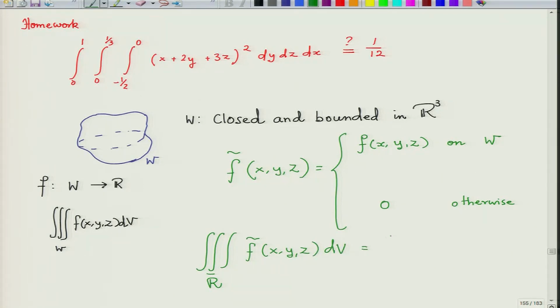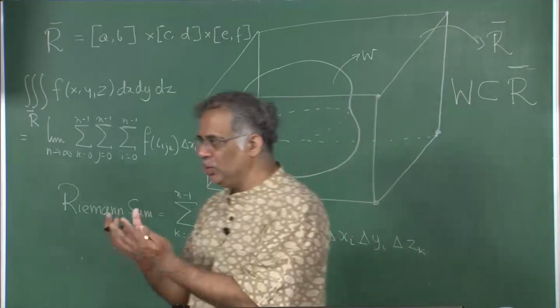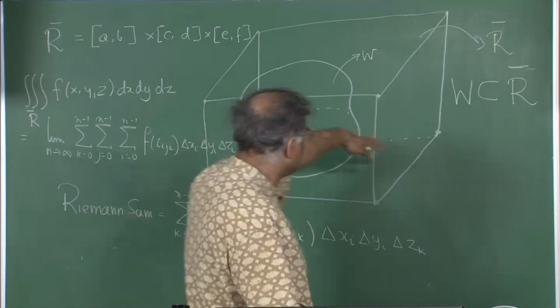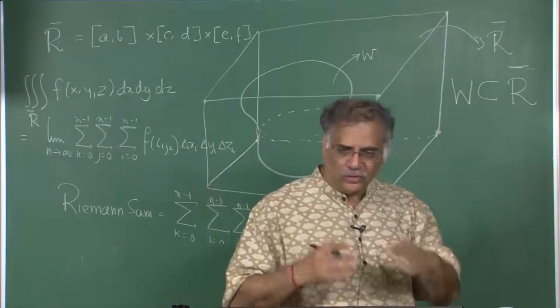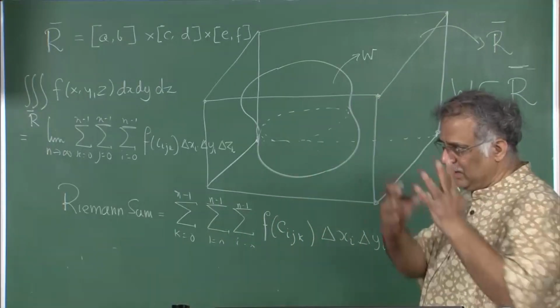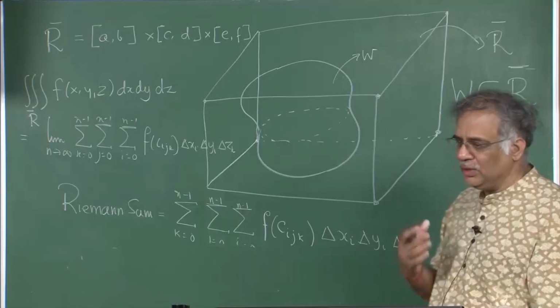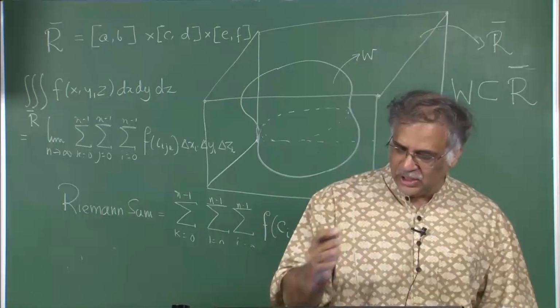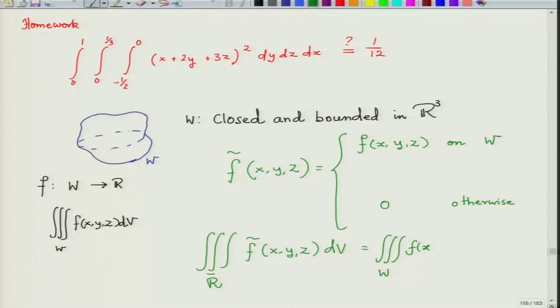is the same as the integral over W of f(x, y, z) dv, because I can decompose this rectangular region R bar, which contains W, into two parts: one is W, and the other is the complement of W in R bar. Then on those two parts I integrate separately. On the first part it is 0, so that integral goes away, and on the next part the function f tilde value is f(x, y, z). So that is what remains.